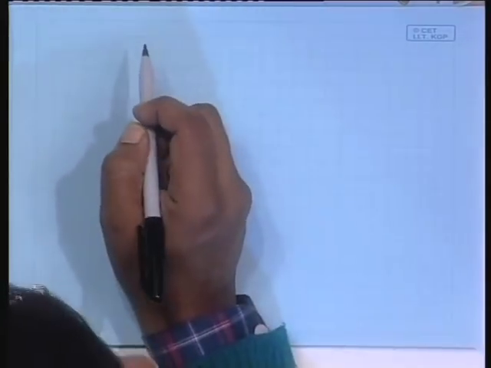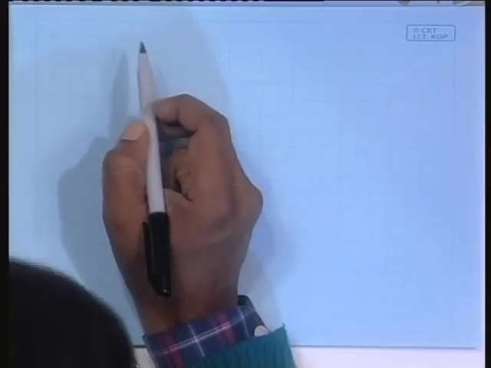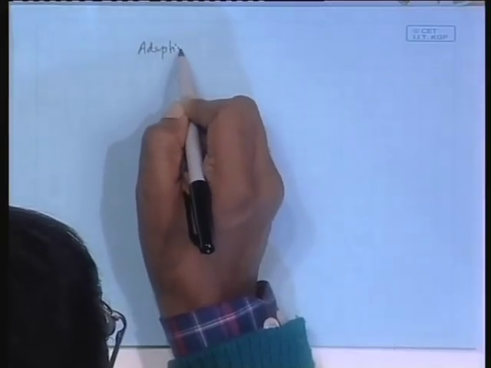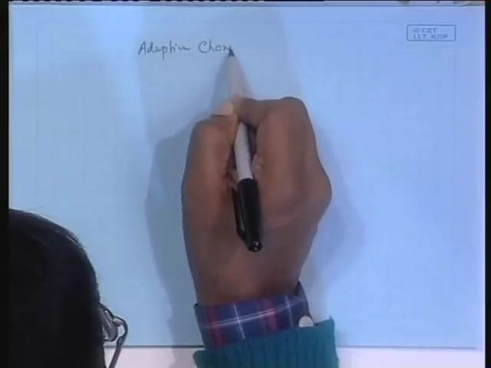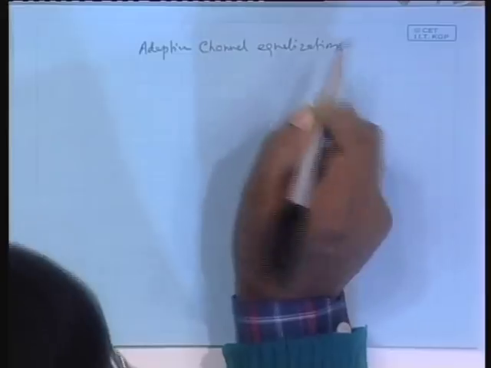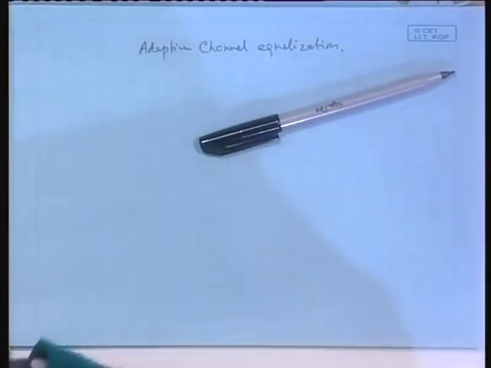Another thing which is particularly valid for communication systems, and that is what I will be considering somewhat in detail, is called adaptive channel equalization. You know, we all talk of digital communication. What you do in digital communication is this, that binary bits are coming, 0011, 001 like that.